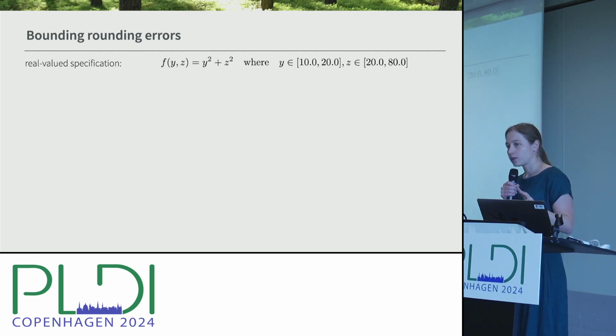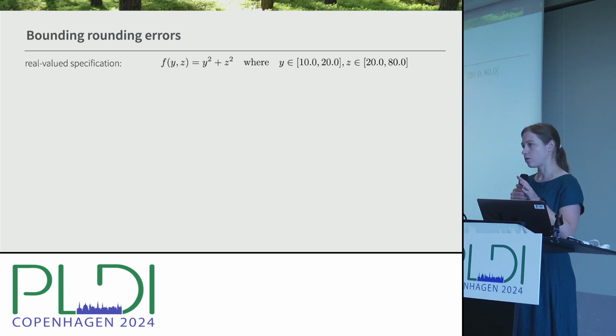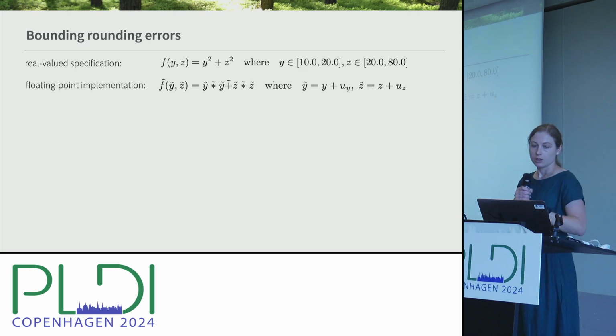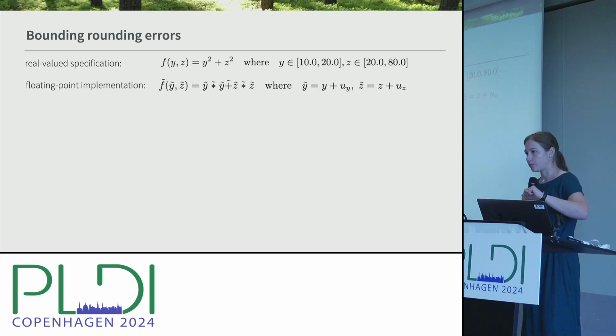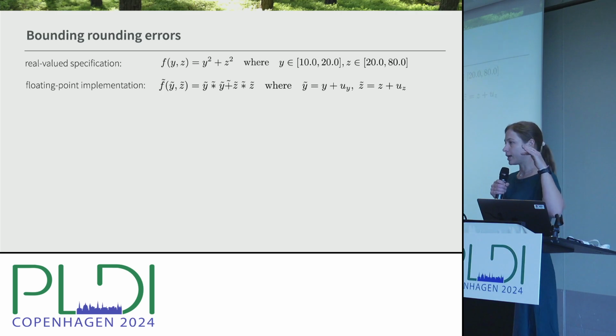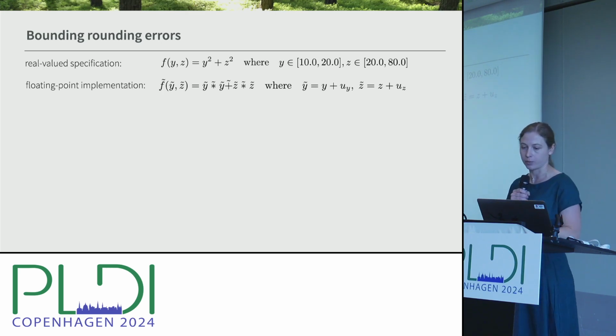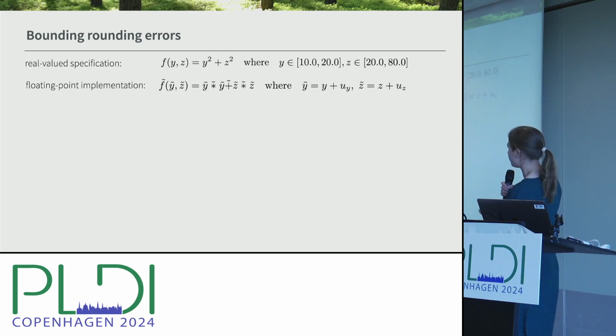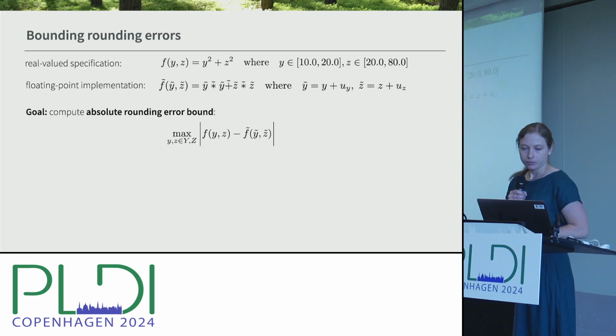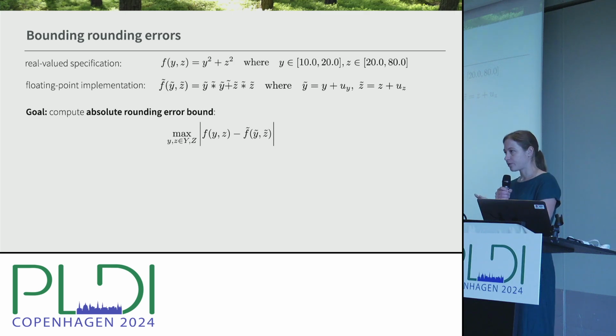So these bounds are important because if these values were unbounded, the error would in general be unbounded as well. So when we talk about rounding errors, it only makes sense if we talk about input bounds in most cases. And then I assume that we have this real valued specification, and what we want to have is actually an implementation in floating points. So all inputs and all operations are floating point valued. And we may have some kind of input errors. And the goal is then to compute the difference between these two expressions, assuming that y and z are in the bounds as specified.